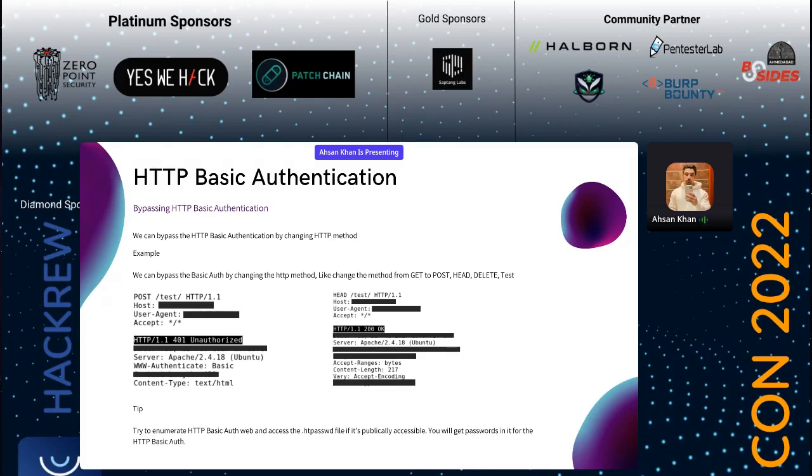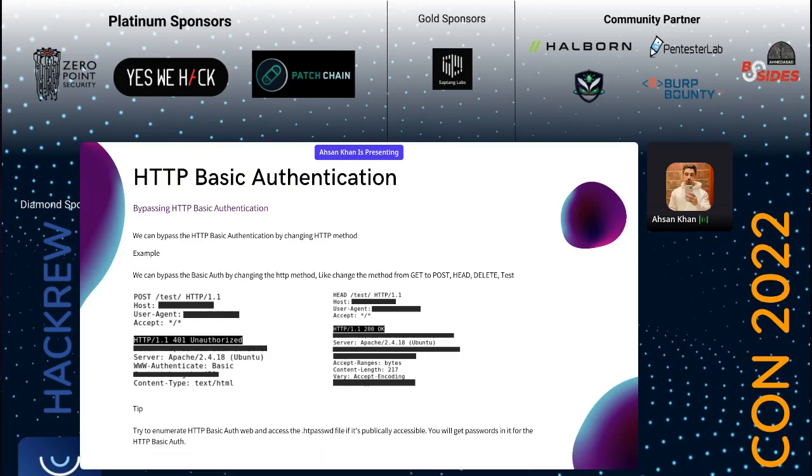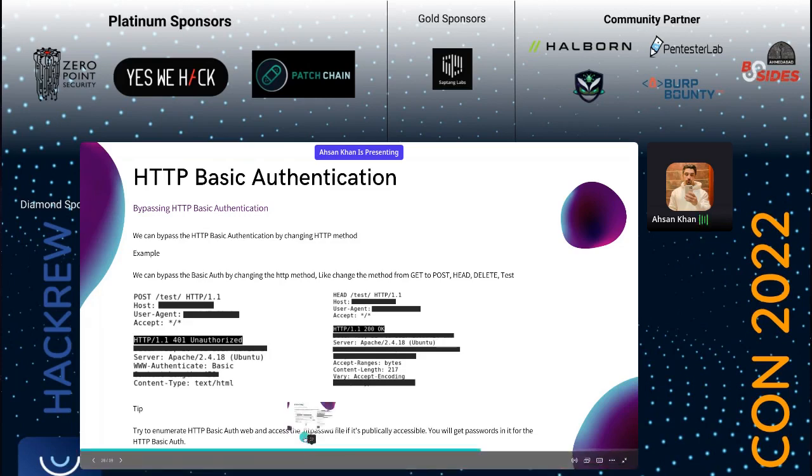Another useful method is to enumerate the web application. If you can access the .htpasswd file and it's publicly accessible, you will get some passwords in it for HTTP basic authentication. I was hunting a website and found an admin portal. I still remember it: I tried a lot of method changes, from GET to POST, and I enumerated a lot, but couldn't find anything. Then I checked and the .htpasswd file was publicly accessible.